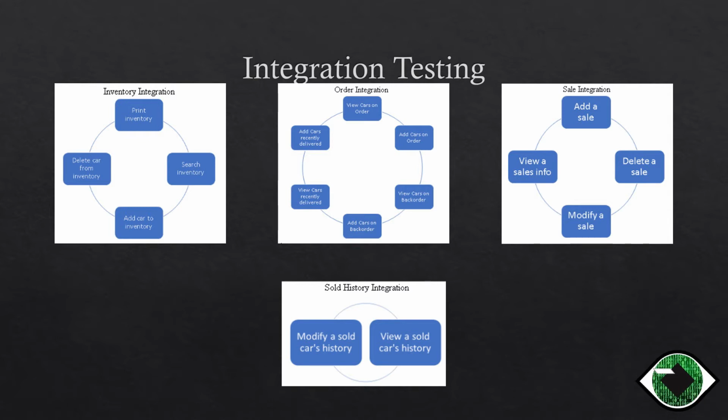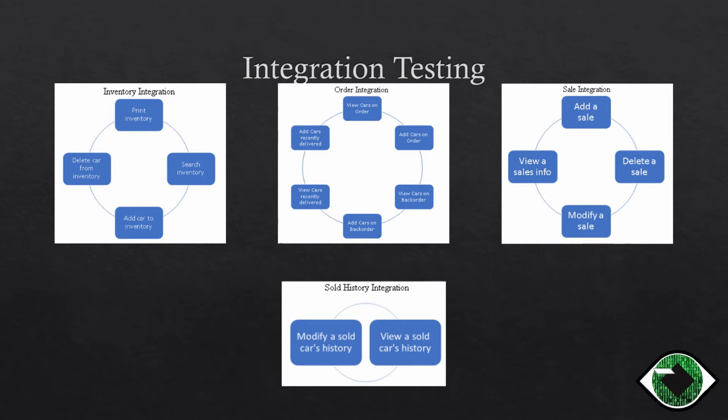And I tested these by first adding a card to the inventory, and then printing that inventory to make sure the card was successfully added. I then searched that inventory to make sure the search function worked properly, and then I would delete the card from the inventory, and then reprint the inventory to make sure that the card was actually deleted.